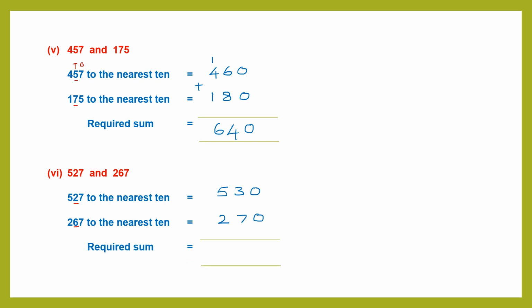Now the required sum, we're going to find the required sum by adding up these two. So 0, 3 plus 7 is 10 and we carry 1. 5 plus 1 is 6. 6 plus 2 is 8. We have 800. So we have found the required sum here, 800.